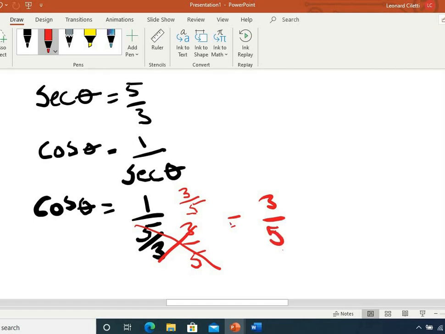Alright, so we should end up equaling 3/5 if we do this. I just wanted you to see what happens when we divide fractions. So just so we can review, let's do another one here.